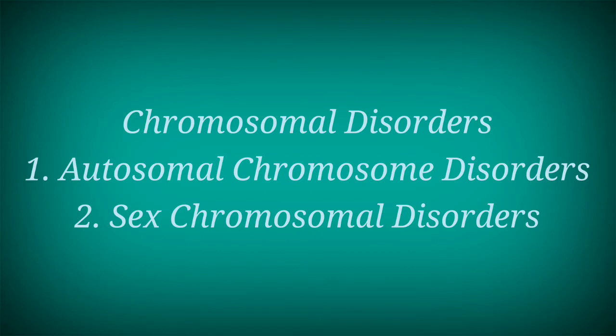Chromosomal disorders take place in two ways. One is autosomal chromosome disorder and the other is sex chromosomal disorder. Various genetic diseases are known to occur because of abnormality in these two types of chromosome, where a change in the number of chromosomes takes place. As we have already discussed, a change in the number of chromosomes can lead to what type of outcome? It gives us either polyploidy or aneuploidy.